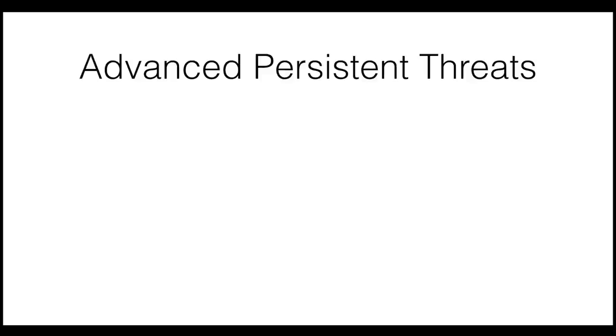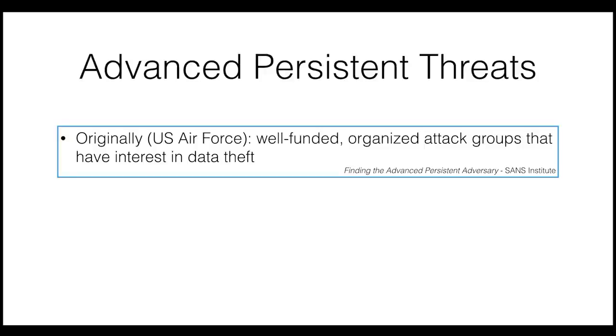Though today it is a common term in cybersecurity, Advanced Persistent Threat, or APT, is a term initially used in the US Air Force to describe organized attack groups that have a specific interest in data theft. Data theft includes, among others, theft of intelligence data, intellectual property, and personal information. A better terminology in this case would be Advanced Persistent Adversary.